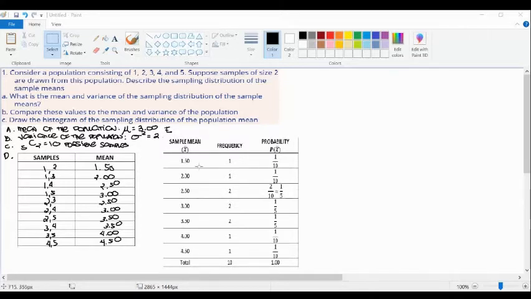So the frequency for 1.5, it only occurs once, which is in 1 and 2. For 2, it also appeared once. It's 1 and 3. For 2.5, it appears twice, which is in 1 and 4 and 2 and 3. For 3, it also appeared twice. That is for 1 and 5 and 2 and 4. For 3.50, it appears also twice. That is 2 and 5, 3 and 4.